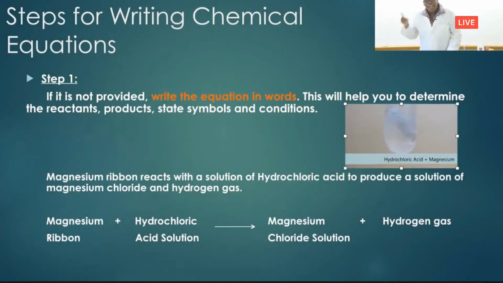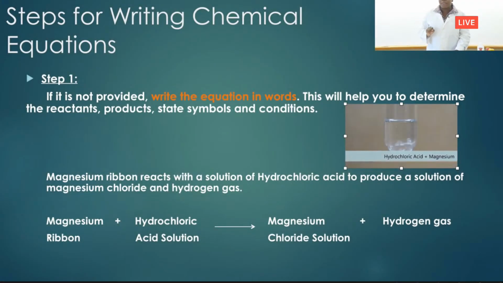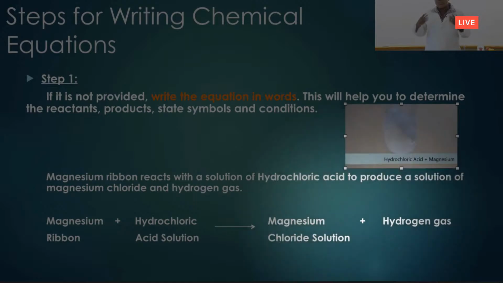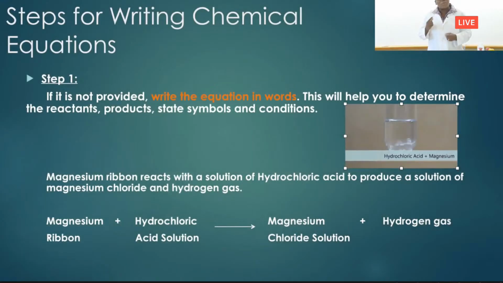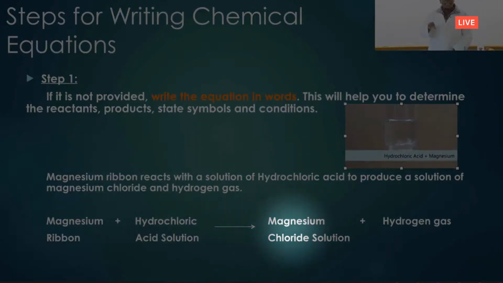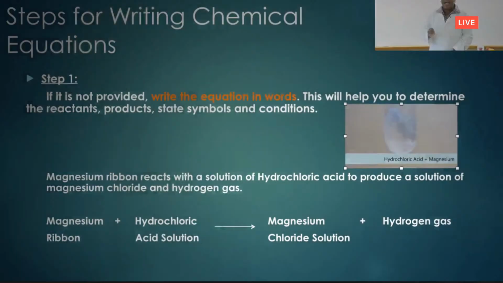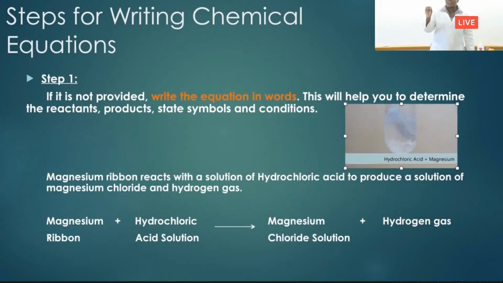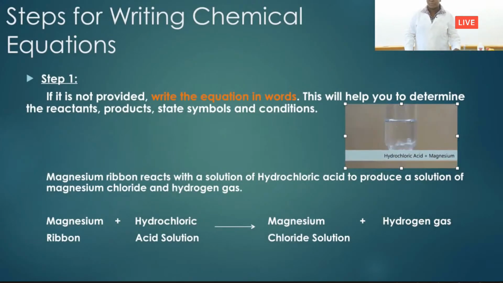But on the product side, let's zone in on that plus. Nice. So that plus means just and. So we got two products from this reaction: magnesium chloride solution and hydrogen gas. Very good. So that's the equation in words. What's step 2?